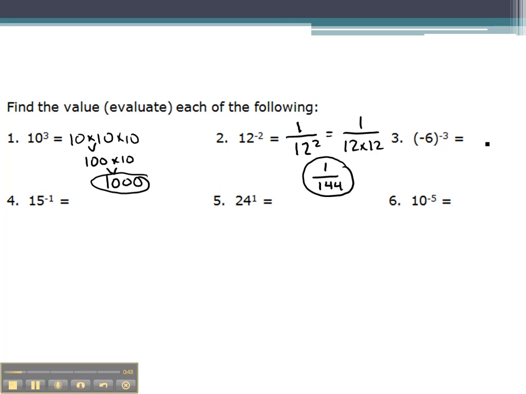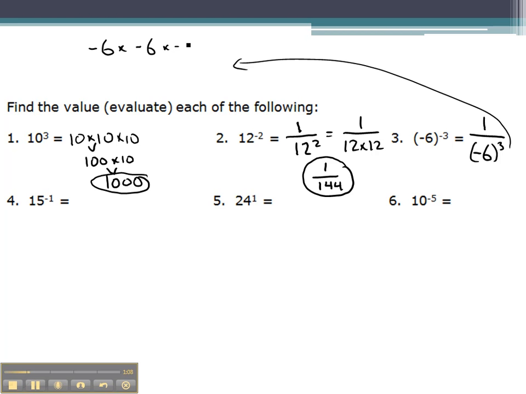Do the same thing here. Negative 6 to the negative 3 is the same as 1 over negative 6 to the positive 3. Let's do this up here. Negative 6 to the positive 3 is negative 6 times negative 6 times negative 6.